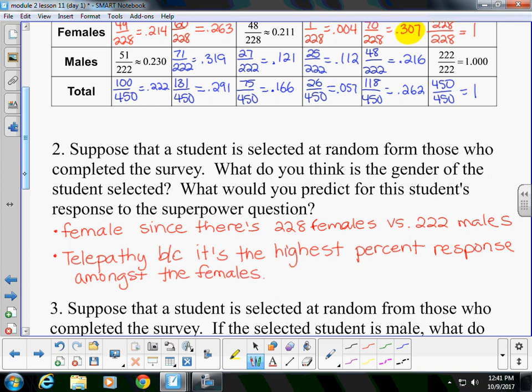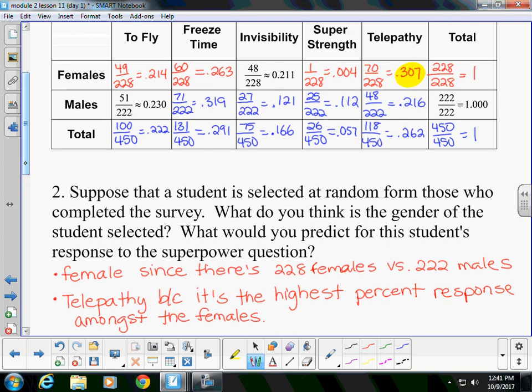If they did happen to randomly select a male, then I would guess that their response was probably freeze time, because that looks like the highest male response at almost 32%.